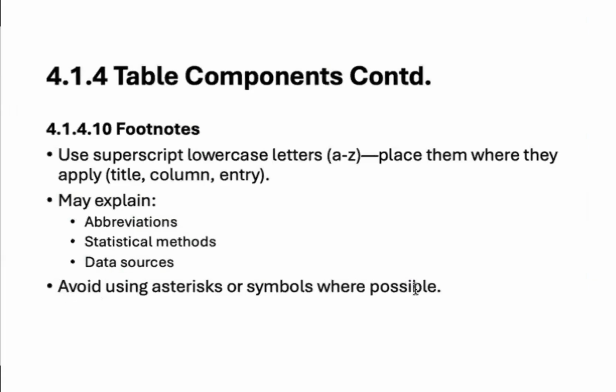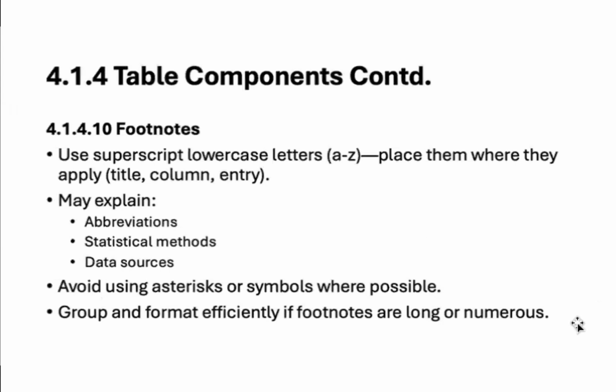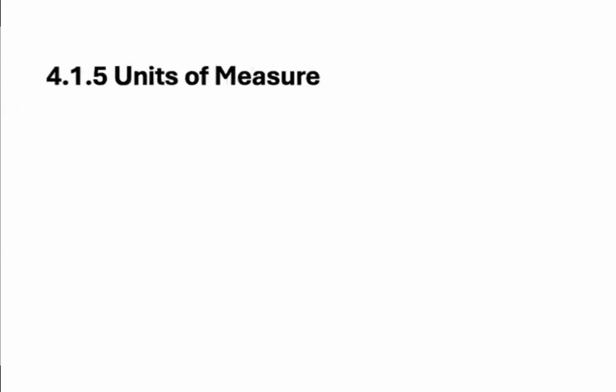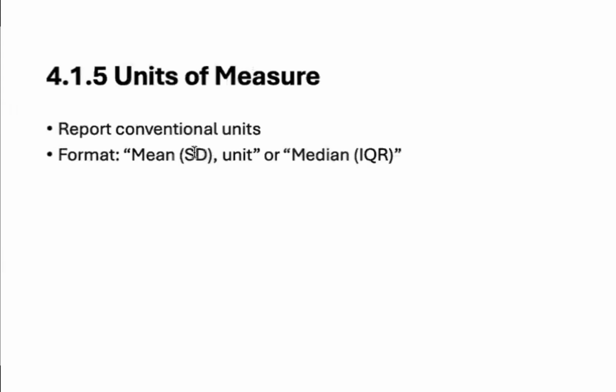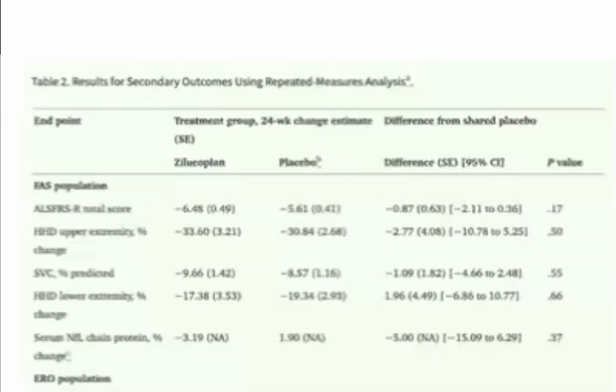Avoid using asterisks or symbols where possible, and group and format efficiently if footnotes are long or numerous, so don't make it overly complicated. 4.1.5, units of measure in tables: report conventional units, and the format you will have, for example, mean, and then in parentheses SD, or median, and in parentheses IQR. So we have that in this table here. You can see standard error, and that's what's included in parentheses.